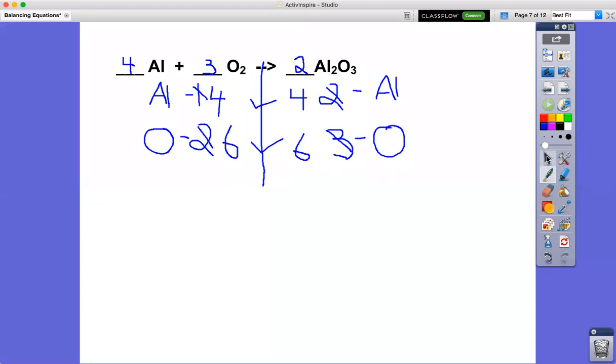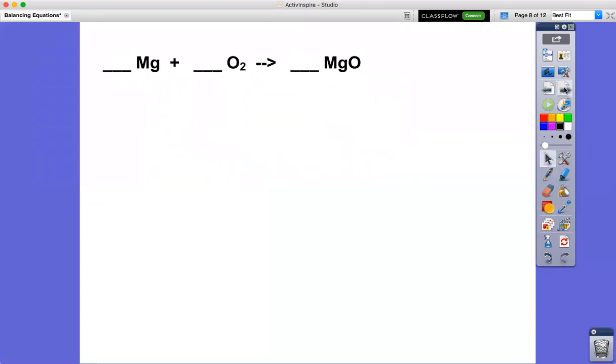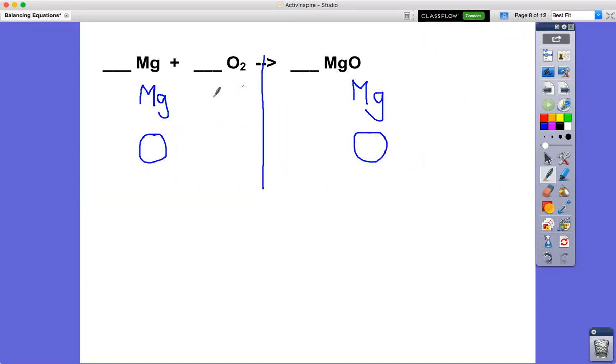Okay. All right, let's do another one. Okay, first thing I'm gonna do, draw a line between my reactants and my products. Now I'm gonna write down my elements, which are my capitals. So I have Mg and O. Now I'm gonna do the exact same thing on the right. Mg and my oxygen, okay? How many Mgs on my reactant side?